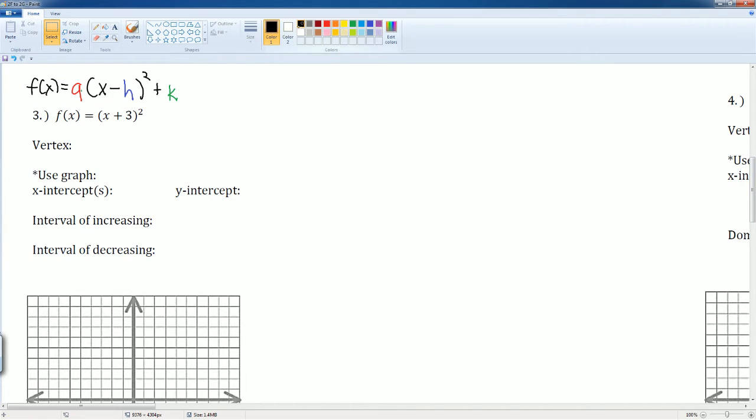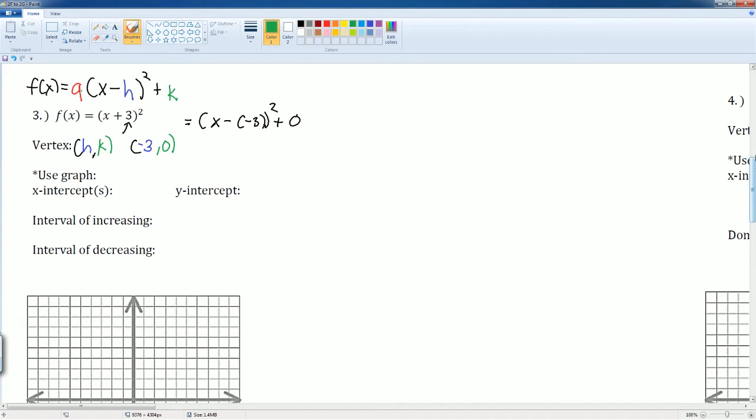Remember, vertex form is the value of what? h, k. So can we get that very easily? Actually, you can, because h is right here. But remember, it's a plus, so it's a minus. Think of this as x minus negative 3, squared, plus k, which is just 0 in this case. So here the vertex is negative 3 and your k is 0.